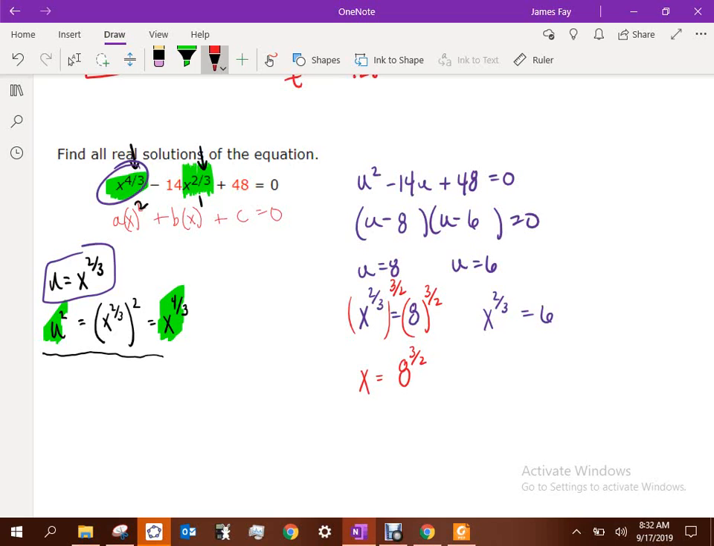Now, understanding what 8 to the 3/2 means: this 2 is our index, meaning that becomes the root that we're taking. And then we get 8 to the 3rd. Okay? So 8 to the 3rd, is it 216? No, 512. So square root of 512.